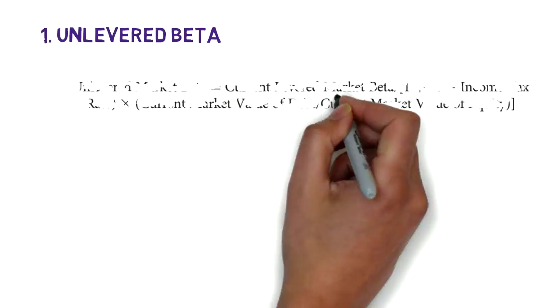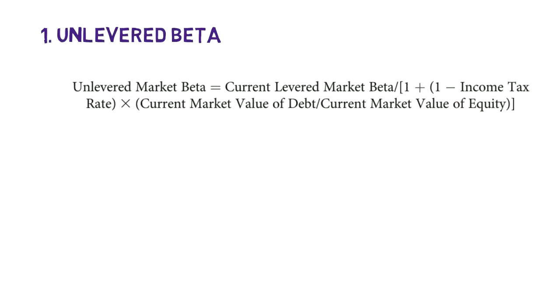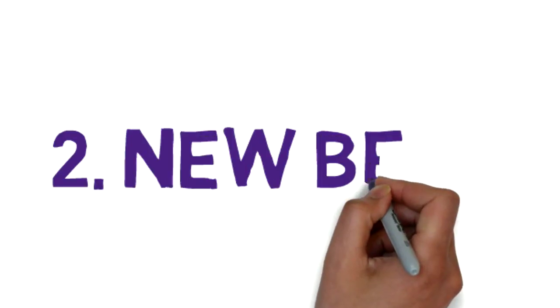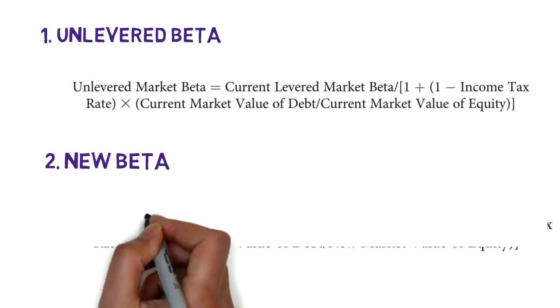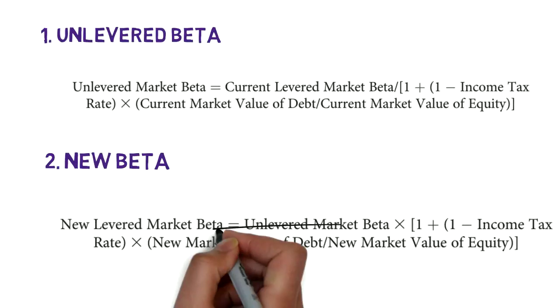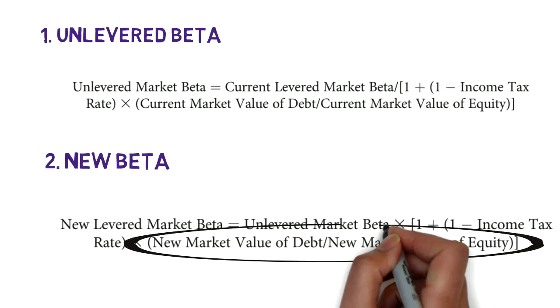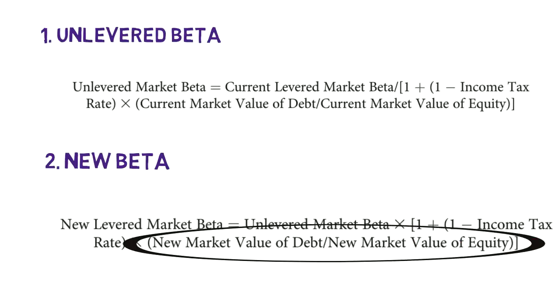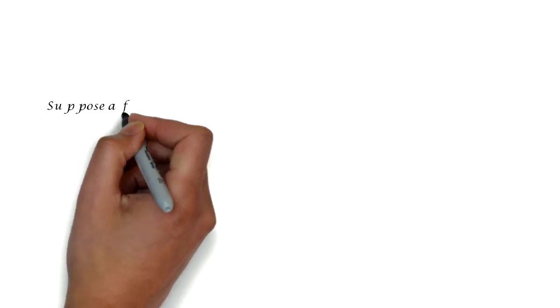First, solve for the unlevered beta by rearranging the preceding equation to divide the current levered market beta by the term in the square brackets on the right side of the equation as follows. Second, project the new levered market beta by multiplying the unlevered beta from step 1 by the term in the square brackets on the right side of the equation, after substituting the projected new ratio of the market value of debt to the market value of equity in place of the current ratio of the market value of debt to the market value of equity. Let's look at an example.